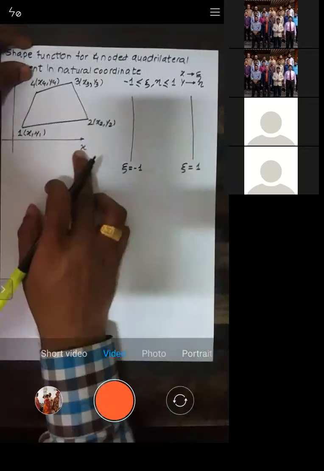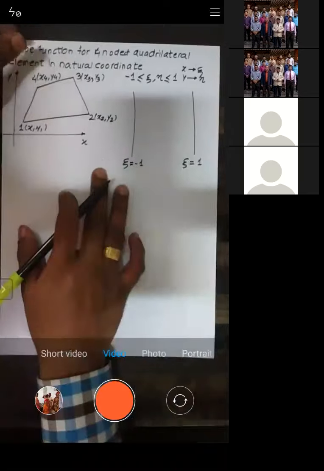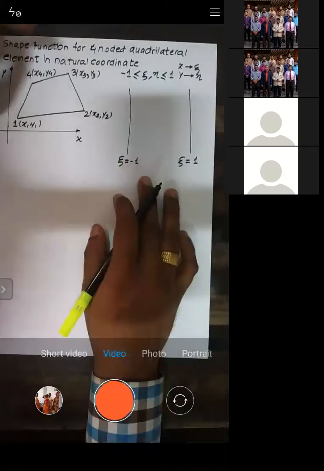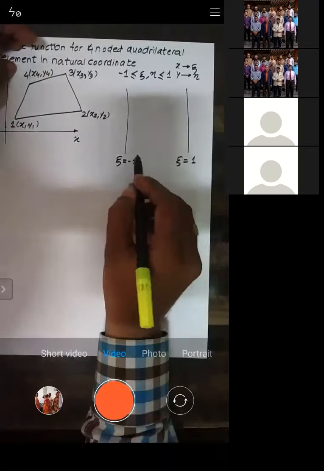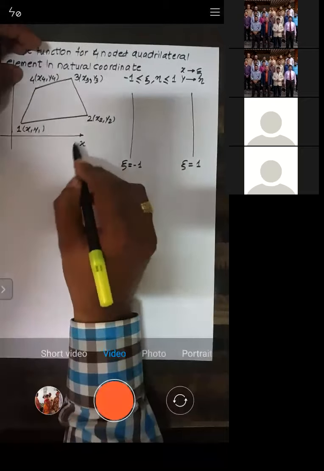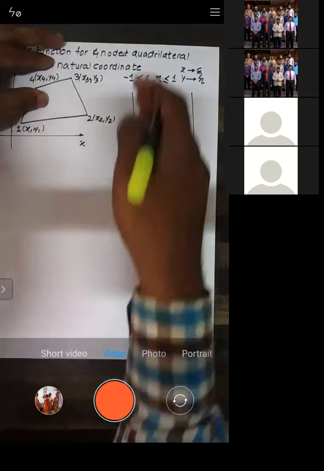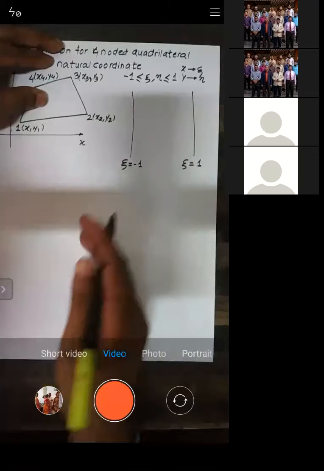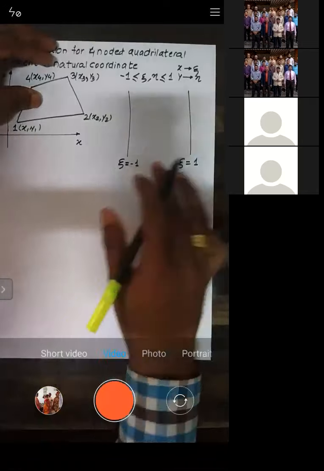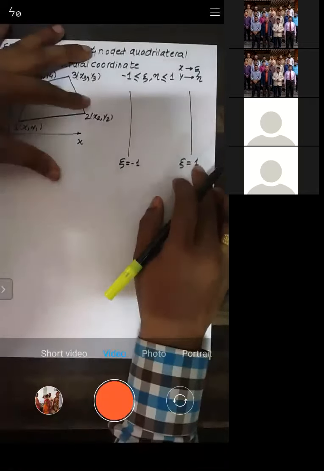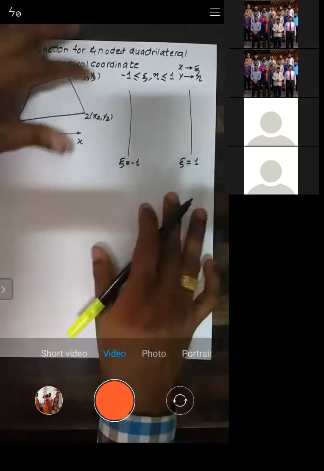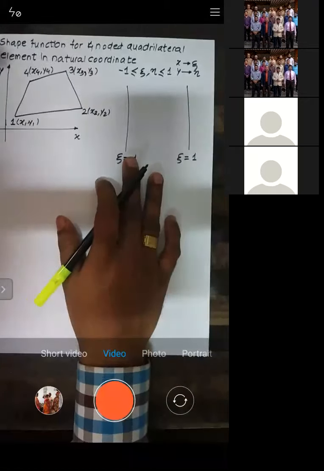What I told you, you replace the value of x by zeta. So I will have one line which will pass through zeta is equal to -1. So obviously, x you need to replace by zeta. When I replace x by zeta, I will get one line which is passing through zeta -1. So what is the equation of that line? Zeta is equal to -1. Similarly, I will also get one line which is passing through zeta is equal to 1. Then what is the equation of that line? Zeta is equal to 1, right?